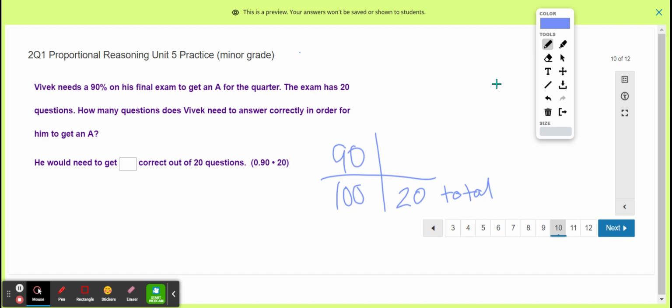Okay, the last example, number 10 for this video, is going to be Vivek needs 90% on the final exam. So we're going to put the percent over 100. And then this is the total. The total question is 20. Are we going to compare 100 to 20, divide by 5, and divide by 5 to solve?